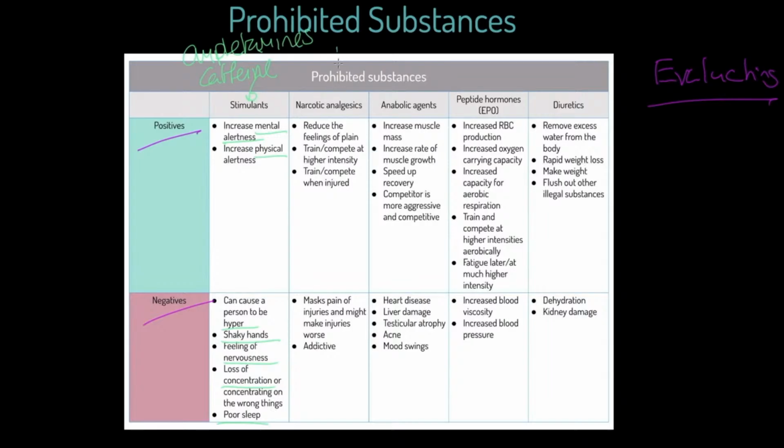Narcotic analgesics. Can we just clearly understand these are painkillers? Okay, these are painkillers based on opiates, basically. They reduce feelings of, this is meant to be pain, by the way, not plain.